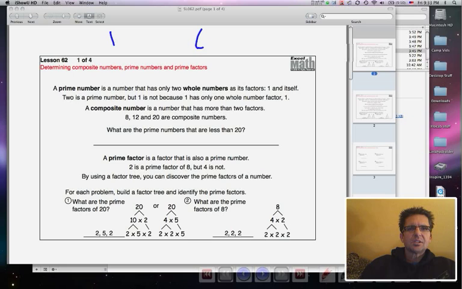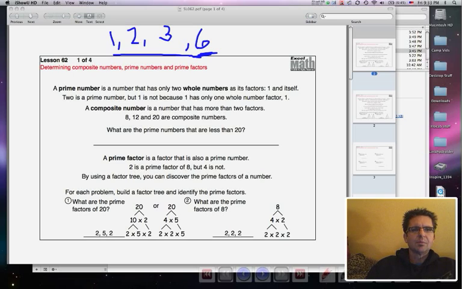For the factors of 6, we have 1 and 6 because 1 times 6 is 6, and 2 and 3 because 2 times 3 is 6. Now the definition of a prime number, as it says here, is that a prime number is a number that has only 2 whole numbers as its factors, one and itself. So you can see that 6 would not be a prime number because it has more than just 1 and 6 as its factors. It has 1, 2, 3, and 6. So that's not a prime number.